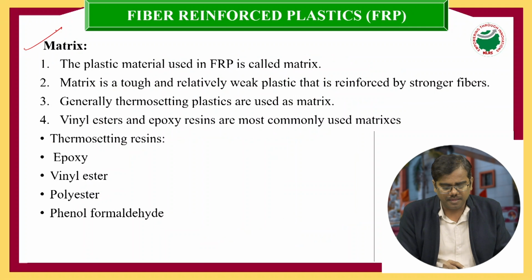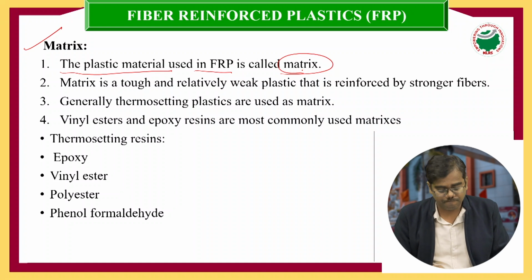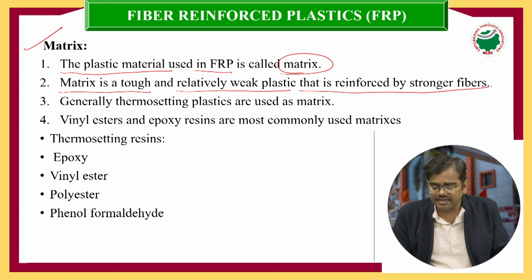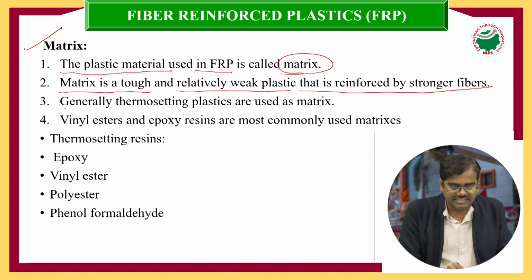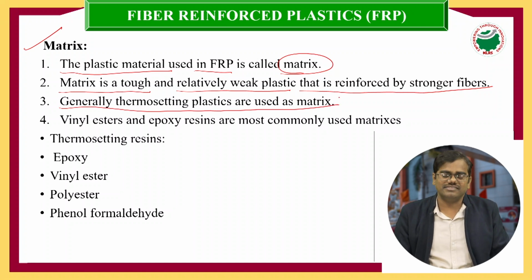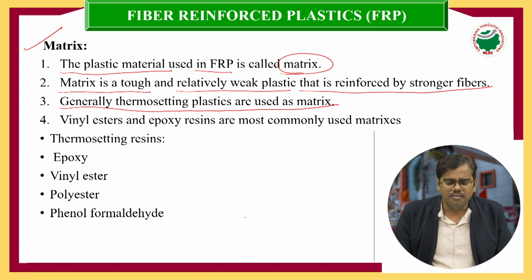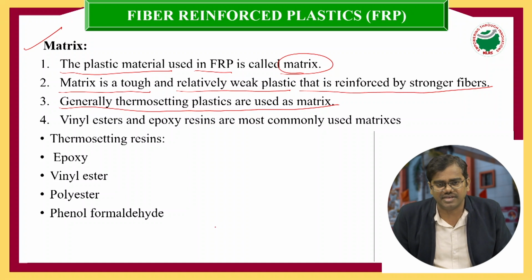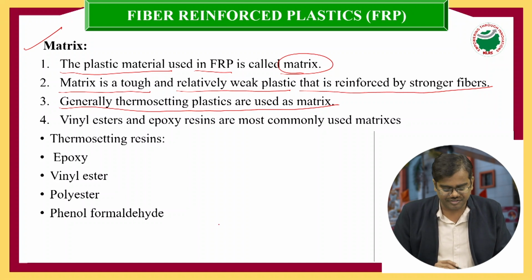So the plastic material used in FRP is called the matrix. The matrix is a tough and relatively weak plastic that is reinforced by strong fibers. Generally, thermosetting plastics are used as a matrix. You can use thermoplastic resins or you can use thermosetting, but in most cases thermosetting plastics are most widely used as the plastic matrix.